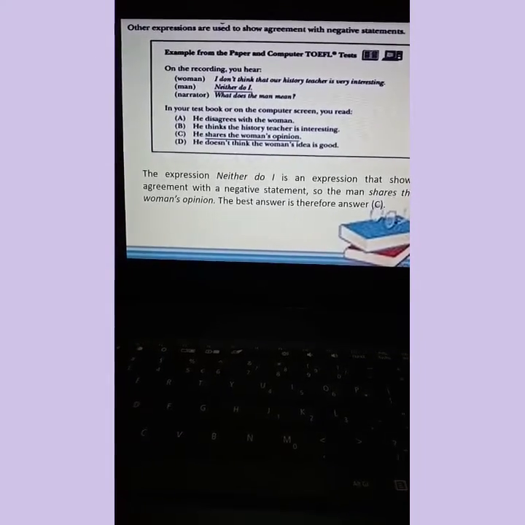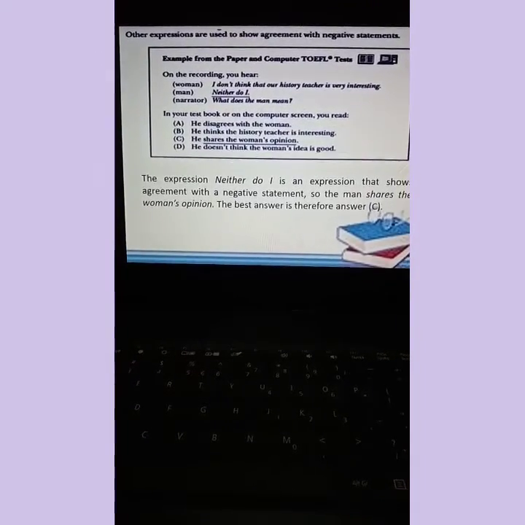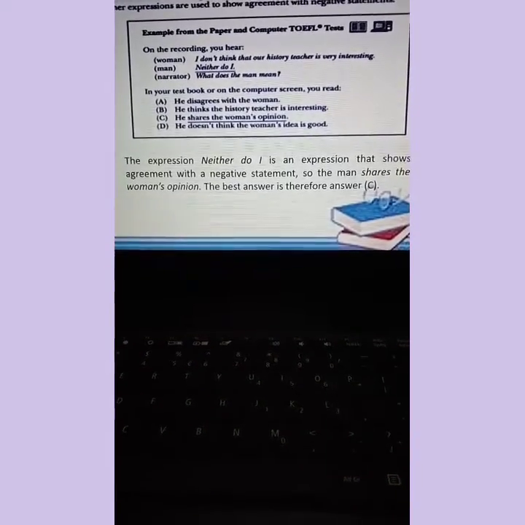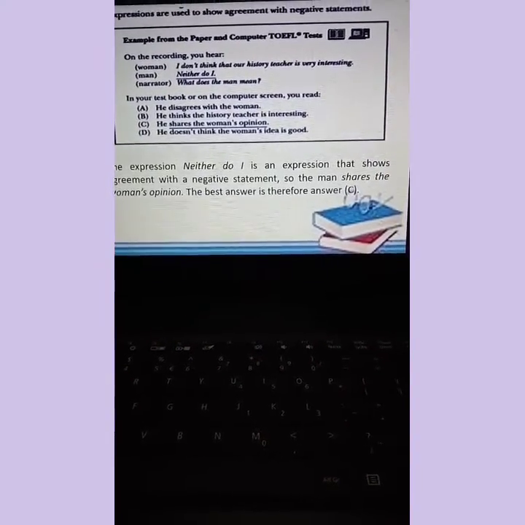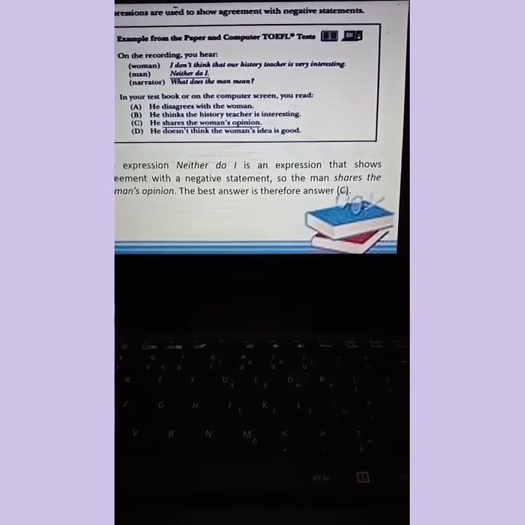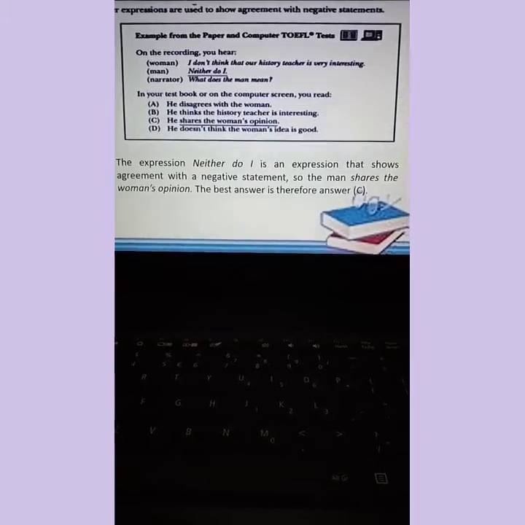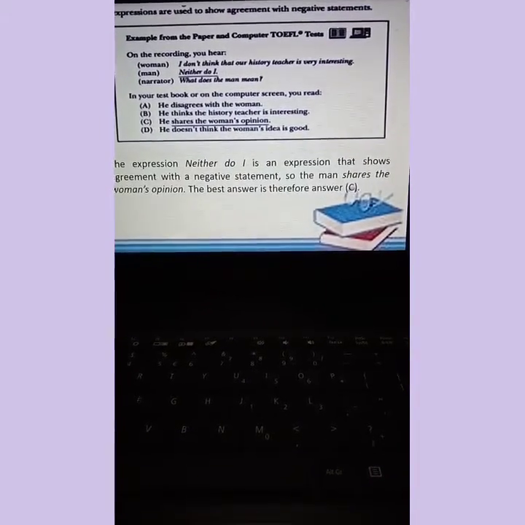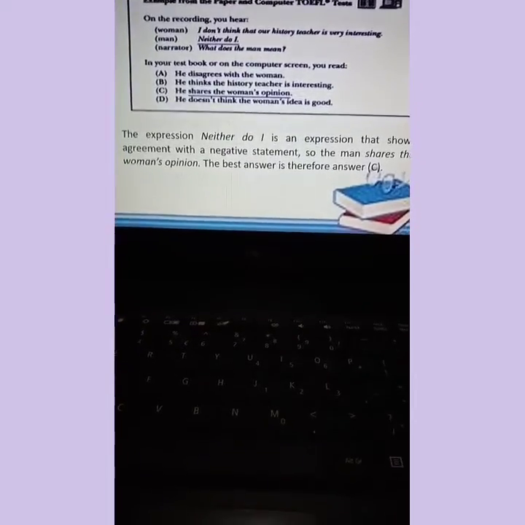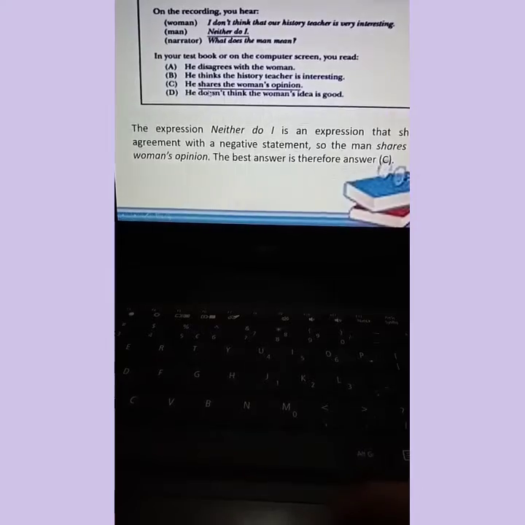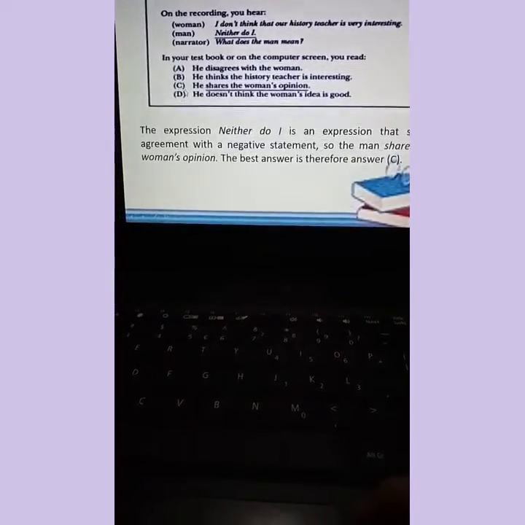Well, this is another example. I will read the dialogue. Woman: I don't think that our history teacher is very interesting. Man: Neither do I. What does the man mean? You can see this in the underlined options.